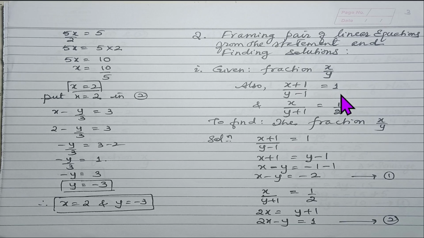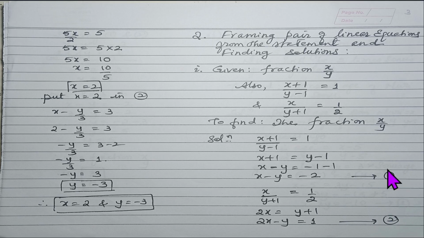Now let us take the first equation, that is (x plus 1) by (y minus 1) equal to 1. Taking the cross products, we get x plus 1 equal to y minus 1, so x minus y equals minus 1 minus 1, x minus y is equal to minus 2. That is the simplified equation I have got from this. Now coming to the second equation, x by (y plus 1) equal to half. Take a cross product again, that means x into 2 is 2x, equals y plus 1, so 2x minus y equal to 1. That is the second equation we have got.